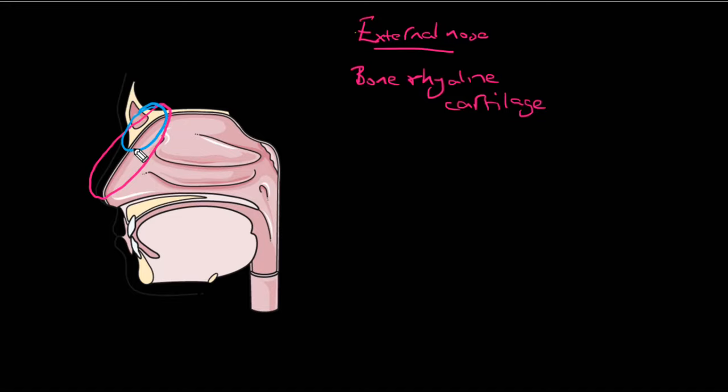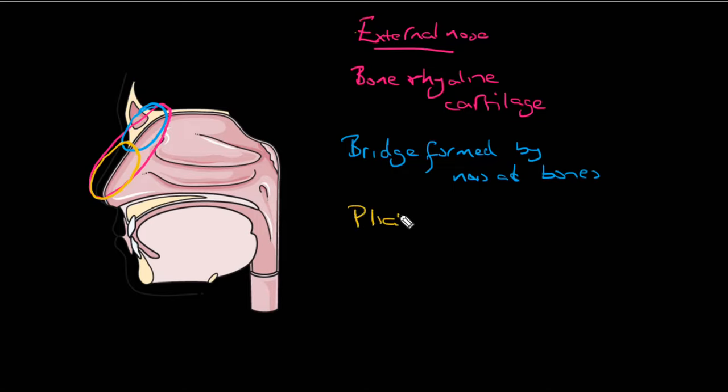The bridge is this area here. So that's the hard bit of the nose at the top. So the bridge is formed by the nasal bones, and this is holding it in a fixed position. The rest of the nose, and we're talking again about this area here, is now formed from pliable cartilage and gives more flexibility. So that's the bit of the nose that you can kind of wiggle, if you like.